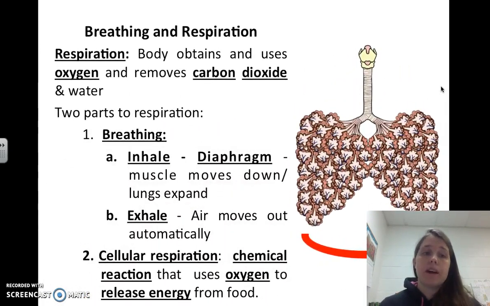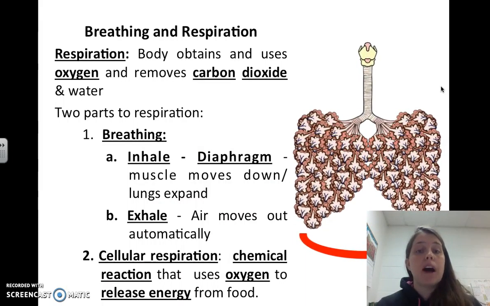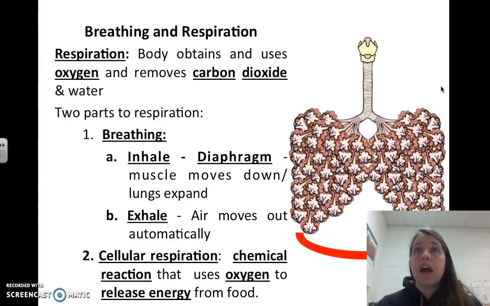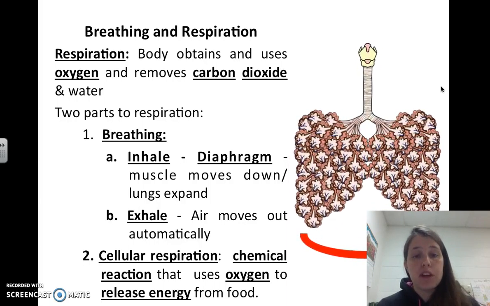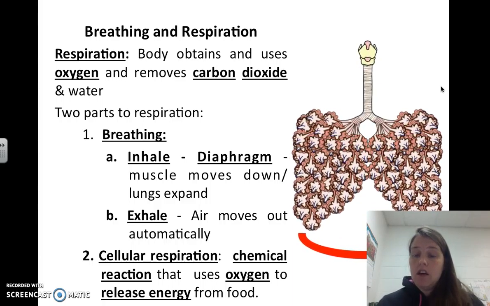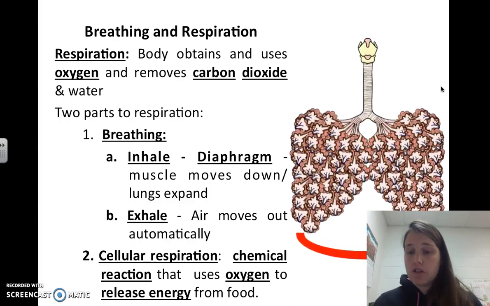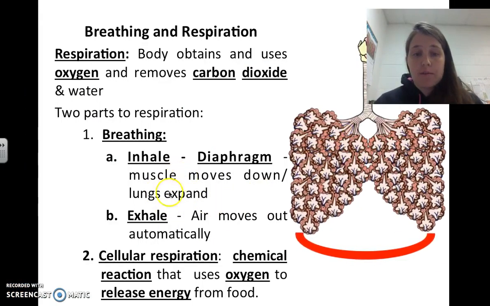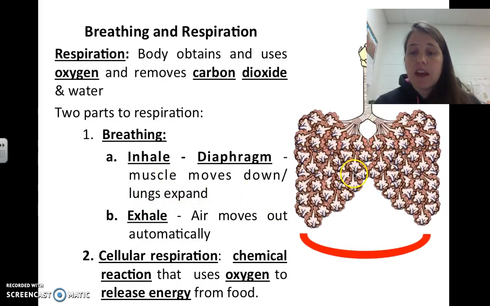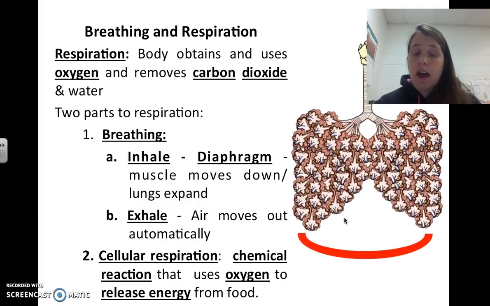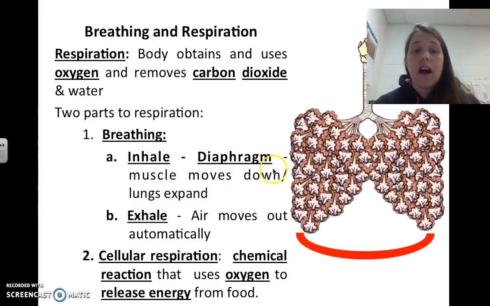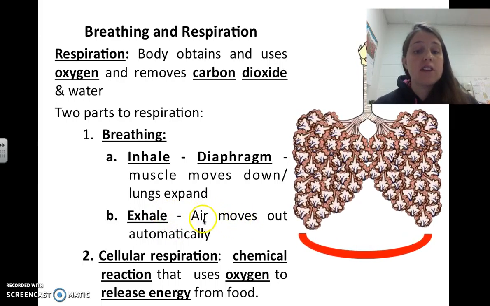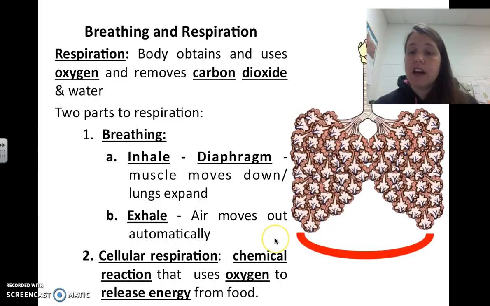So breathing and respiration. Respiration is when the body obtains and uses oxygen and removes carbon dioxide and water. It happens in two parts. We have breathing. That's obviously the inhale. You have a little muscle that sits right below your lungs. You can kind of see it right here. It's called the diaphragm, and it moves up and down. Okay, it moves up and down as the lungs expand and contract. So when you inhale, the diaphragm moves up, and as you exhale, the air moves out, and the diaphragm will move down.